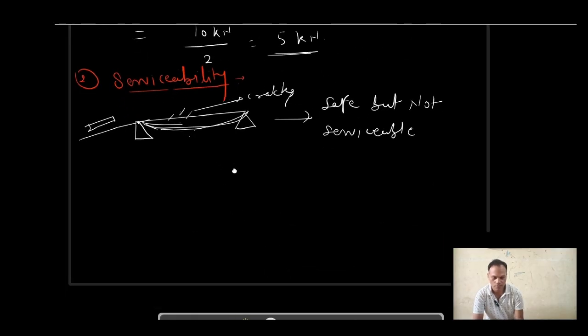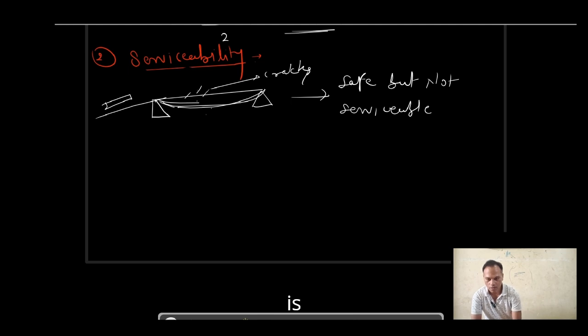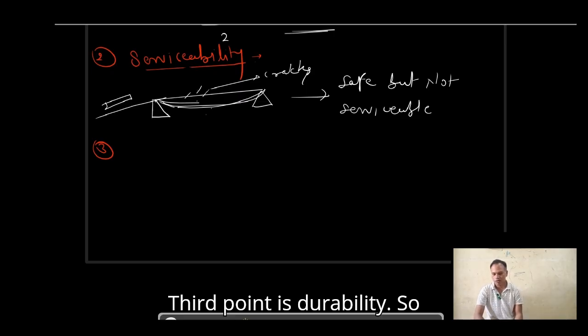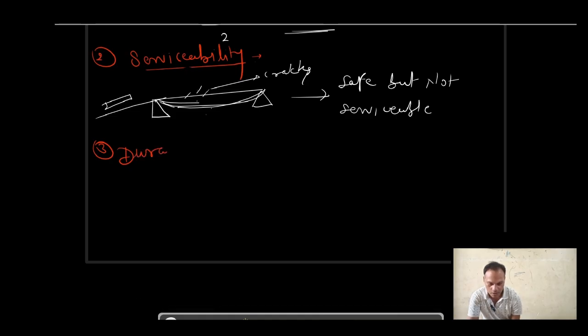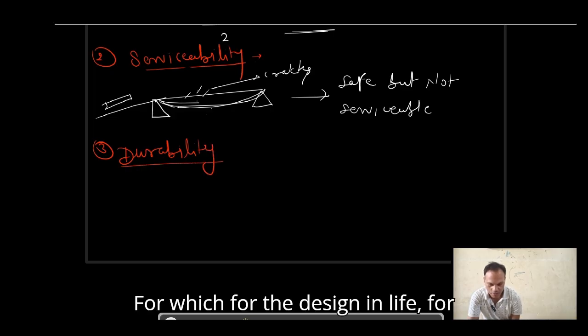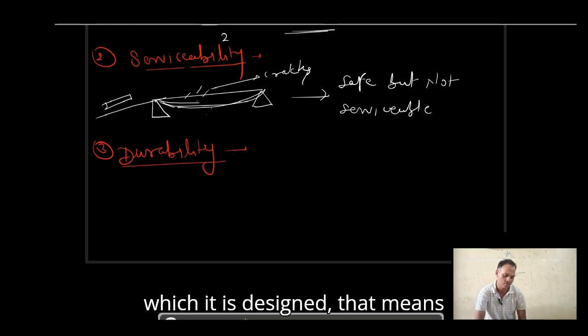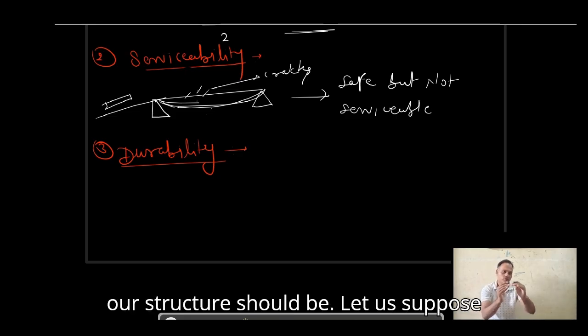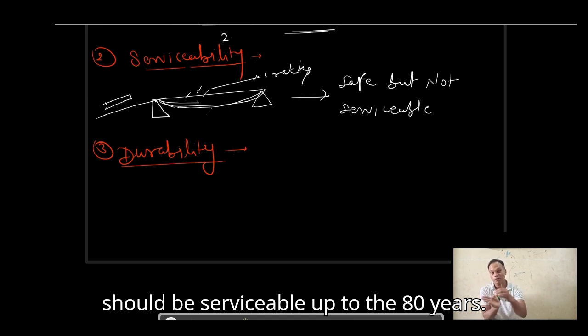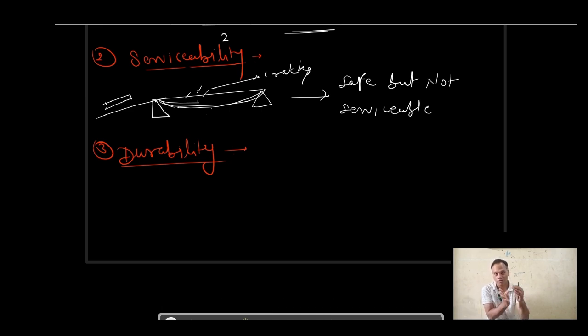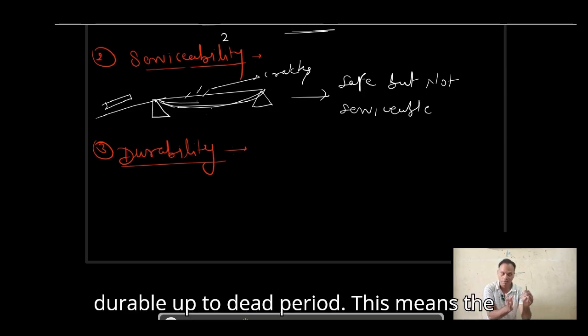The third point is durability. So what is durability? Durability means the structure should be durable for the design life for which it is designed. Let us suppose we design a bridge for 80 years, and it should be serviceable up to 80 years. If it is not serviceable up to that period, the structure is not durable.